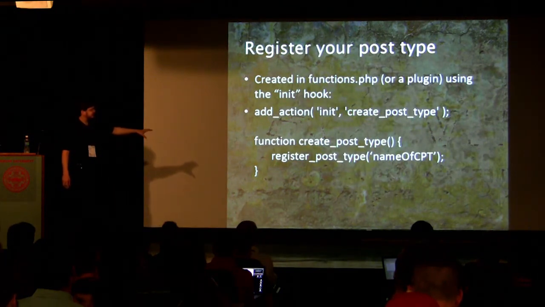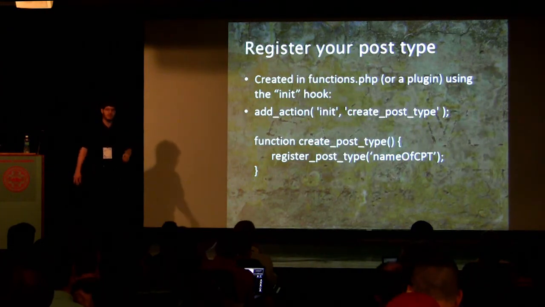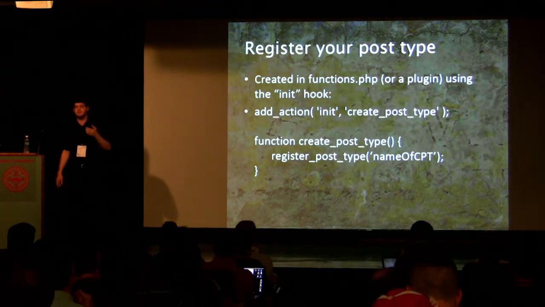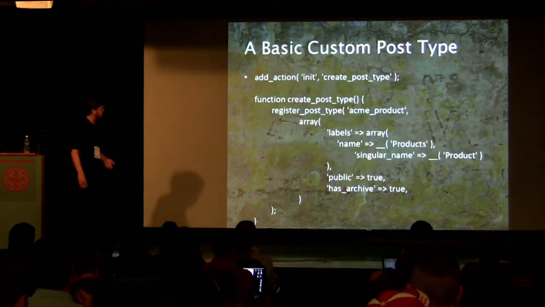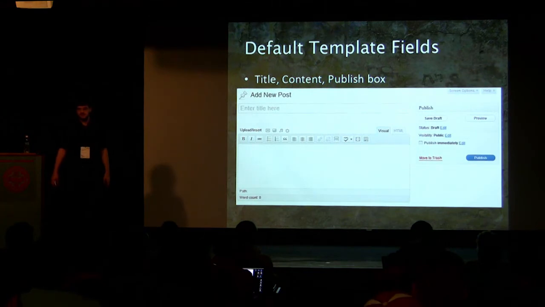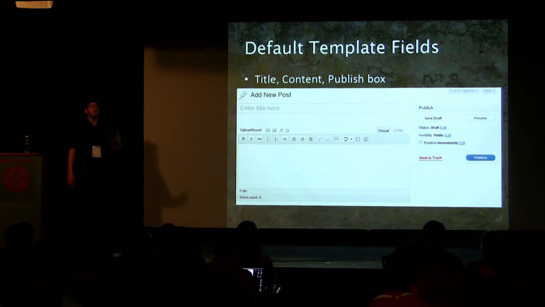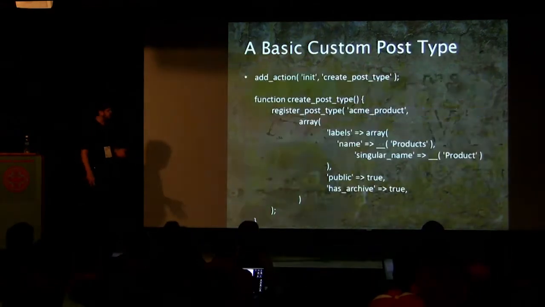The basic syntax for the function, you just need to add your hook and then register post type, name of post type. That's all you need to do to get the bare bones minimum. It doesn't get you a whole lot. That turns out something that looks kind of like this. It doesn't have any customization, doesn't have any options, doesn't even have a whole lot of content fields. You have your normal content editor by default and your title, but there's a lot of other things you can do with the custom post type.